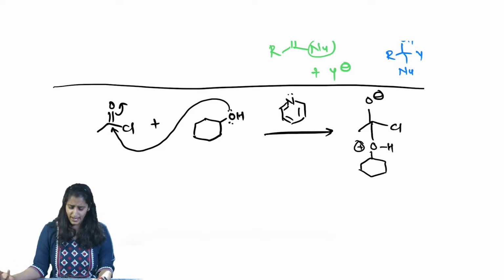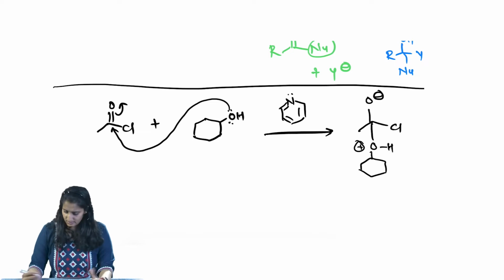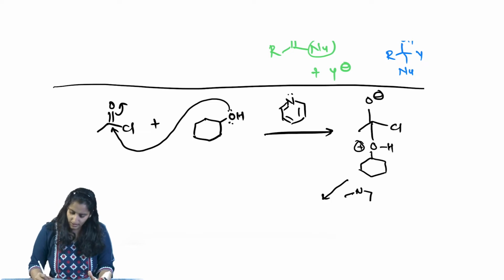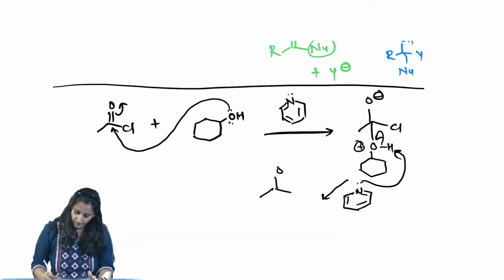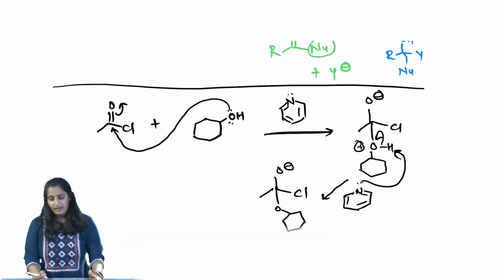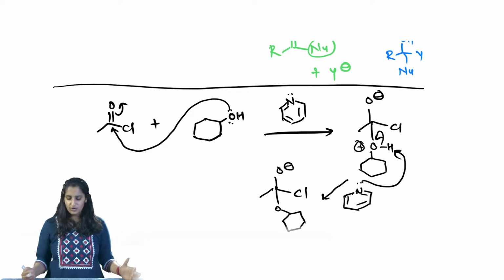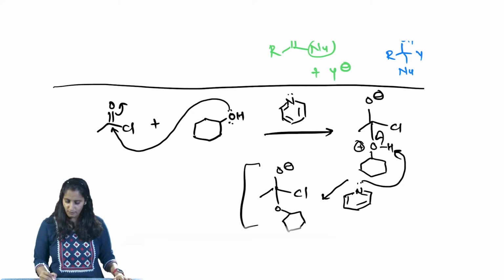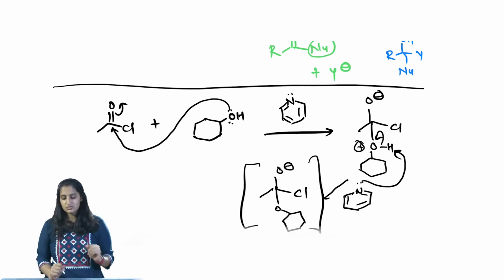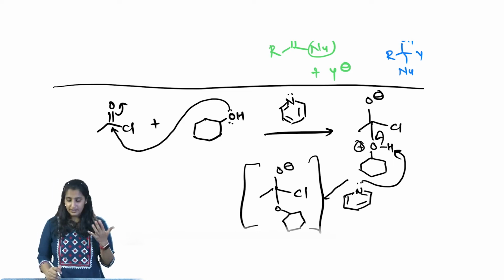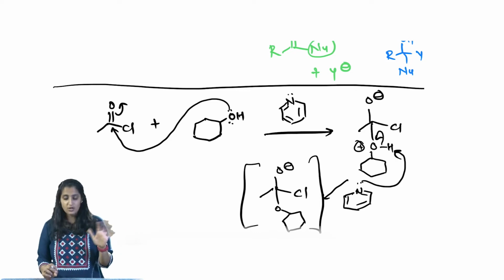Now, this oxygen does not look happy because it is positively charged. Thus, now the pyridine comes into play and you have it coming in as a base. And now remember, that oxygen has two choices, right? This is our tetrahedral intermediate that we had talked about. Now that oxygen has two choices, it can either kick off chlorine as chloride, or it can kick off the alkoxide, so cyclohexanol oxide.